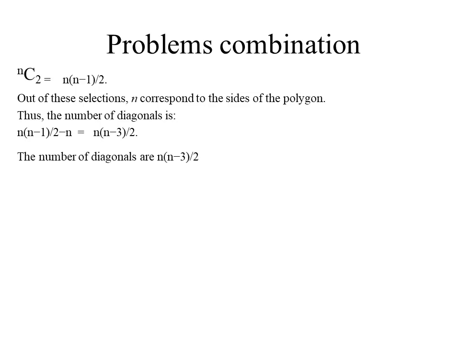Out of these selections, n correspond to the sides of the polygon. Thus the number of diagonals is n into (n minus 1) by 2 minus n, that is equal to n into (n minus 3) by 2. Therefore the number of diagonals is n into (n minus 3) by 2.